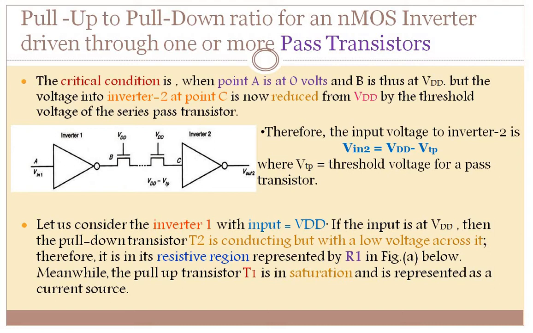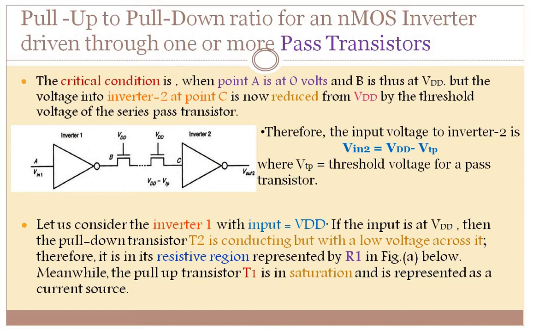I hope this sentence is now very clear, because we have some threshold voltage in these pass transistors. This VDD cannot be directly given to the input of inverter 2. We have to subtract the threshold voltage of the pass transistors from the output of inverter 1. Therefore the input voltage to inverter 2 at point C is equal to VDD minus VTP. VDD is the output from inverter 1, and VTP is the threshold voltage present in the series pass transistors.